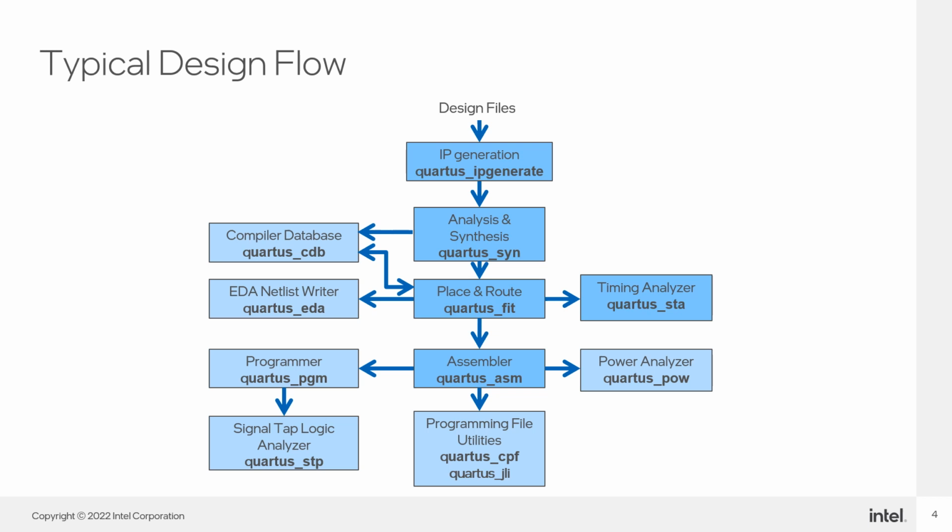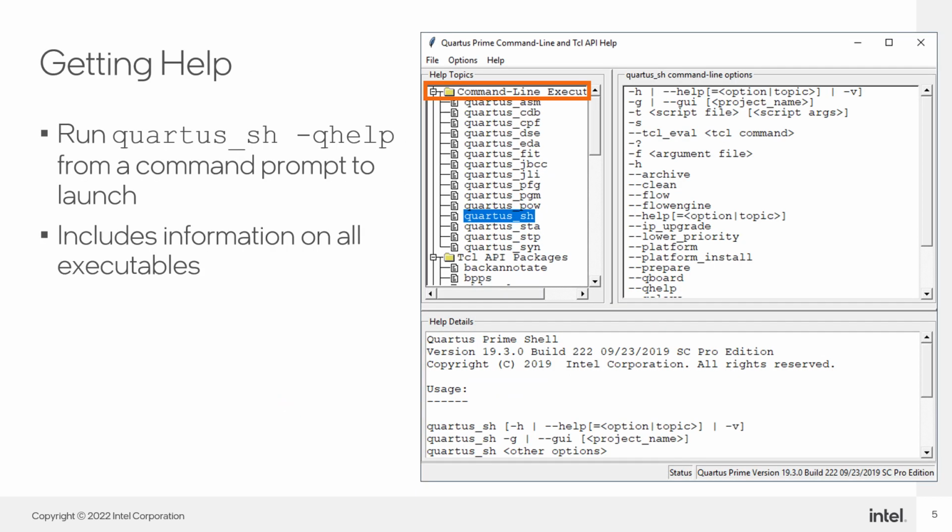The executables can each be run by themselves with the only requirement being that there is a valid Intel Quartus software project. To understand more about the command line executables that are available, you can launch the Intel Quartus software command line and Tcl API help by running quartus_sh --help from a command prompt. Doing so will launch the GUI that you see here on the slide. This GUI will give help information on the executables listed.